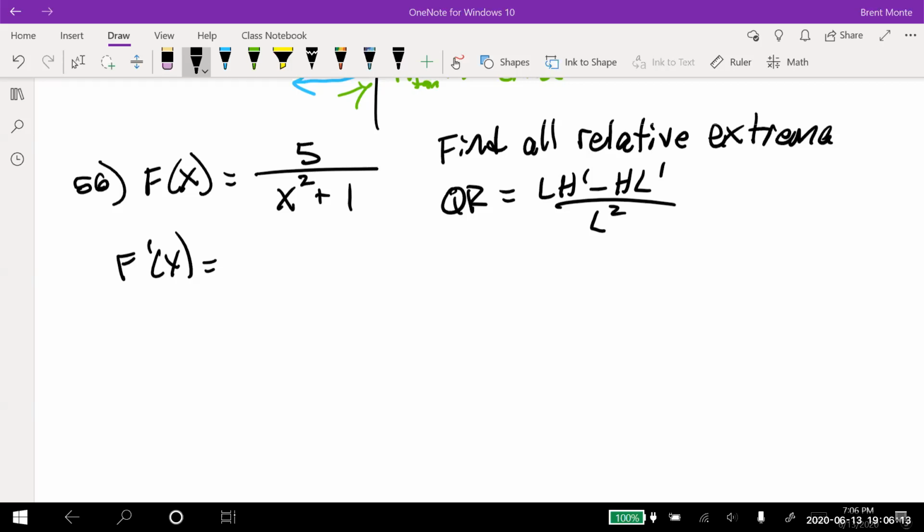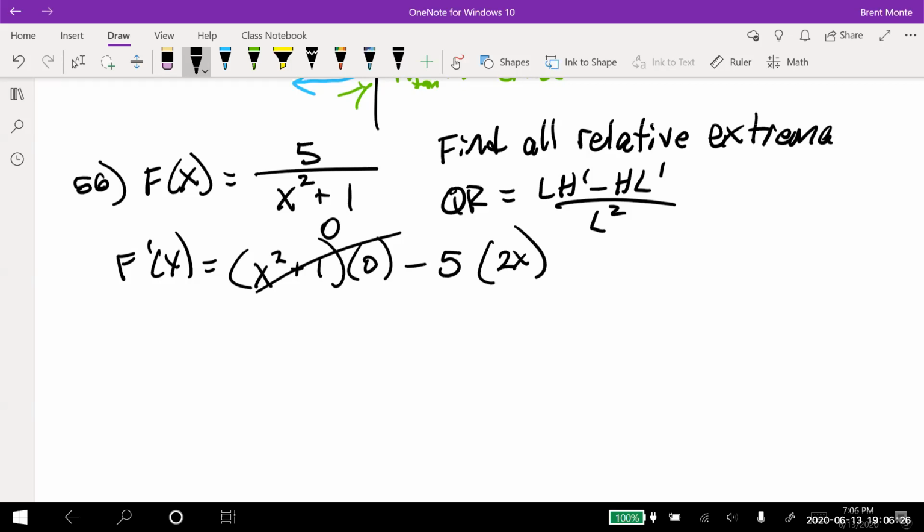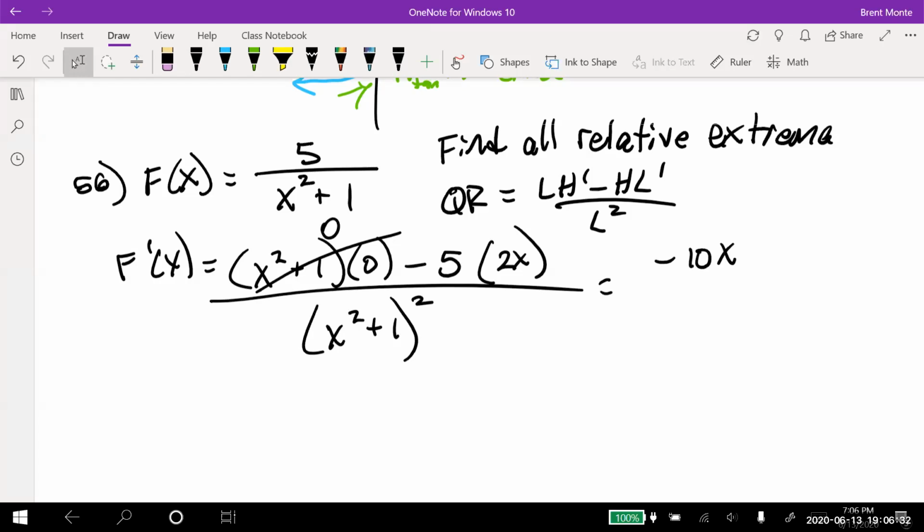So I'm going to go low d high. Well, the derivative of 5 is just 0. So this whole thing, that's gone. That whole thing's just 0. Minus high d low. Square the bottom and away we go. So it just simplifies to negative 10x over x squared plus 1 squared.